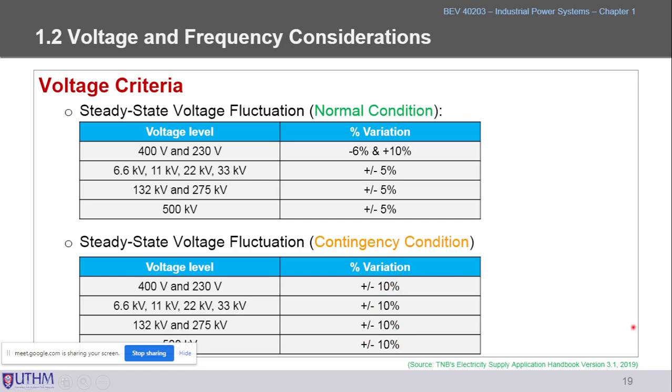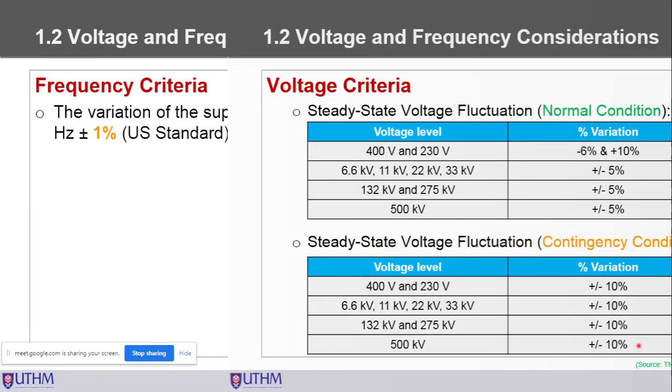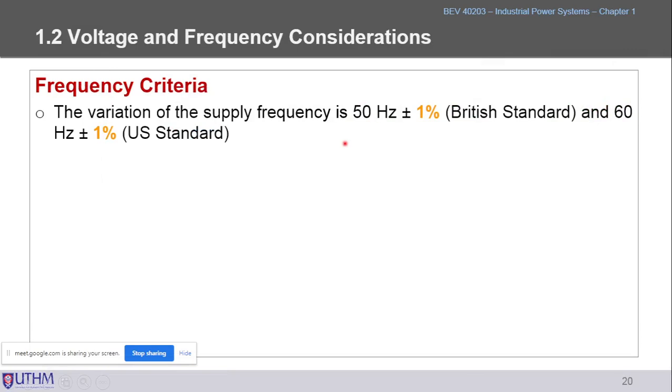It is higher. Then the frequency is 50 hertz. It is normally 50 hertz plus or minus 1% only. This is for the British standard like us, and 60 hertz is for the US standard, also plus or minus 1%, because frequency change is very crucial. We are not allowed frequency changes like the voltage, which can go up to 10% or 5%. If the frequency goes up to 5%, you will experience a very bad situation in your network.